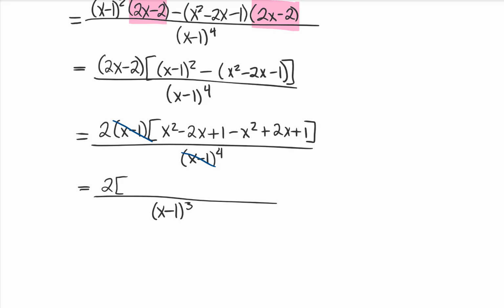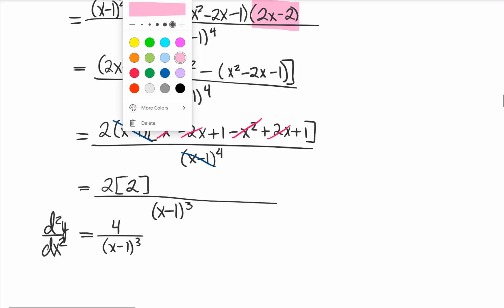Let's combine our like terms. x squared minus x squared, negative 2x plus 2x, and 1 plus 1 is 2. This is the second derivative.